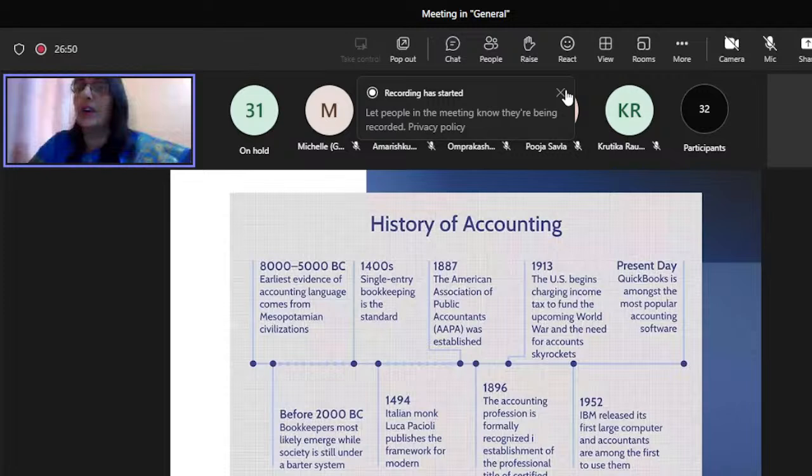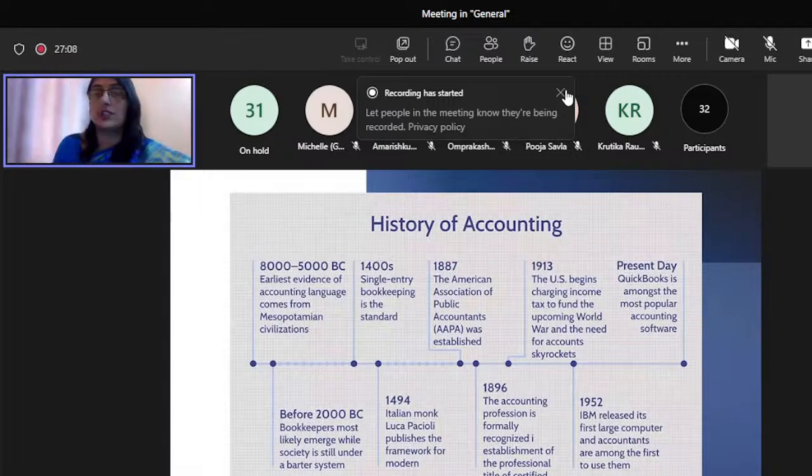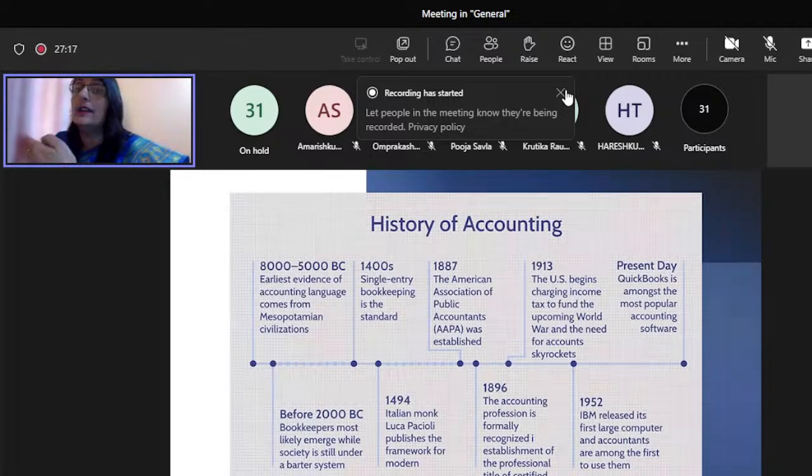Then around 1400, the main bookkeeping started, and it was actually single entry bookkeeping. But in 1494, the Italian Luca Pacioli published the framework of modern accounting, which we all follow. In May 1887, the American Association of Public Accountants was established, and in this manner accounting evolved. The US began charging tax in 1913, and then they needed accounting records to be kept of how tax is collected and how it is spent.